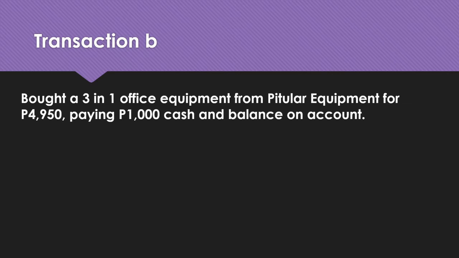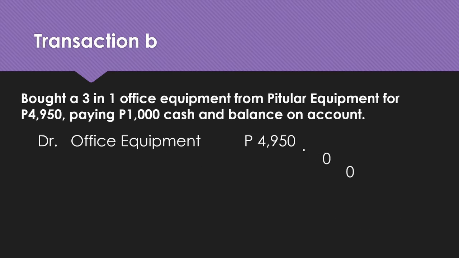Now, you go to your account title. Ano yung nakikita mo doon na account na pwedeng pumasok yung equipment. So, office equipment. Doon sa account title mo, may account title na office equipment. So, your office equipment increased. And it's an asset. Okay? So, any increase in asset, again, is debit. So, you debit office equipment.